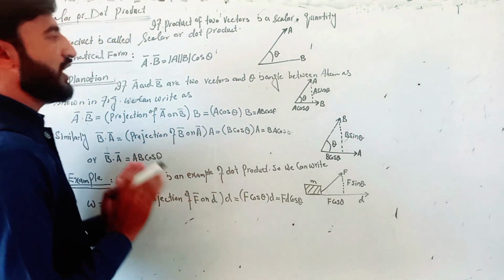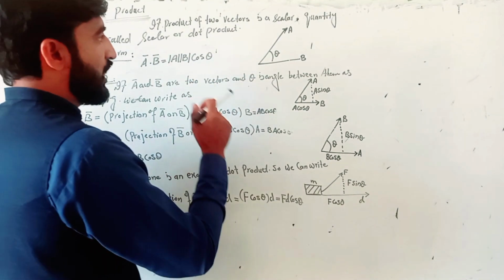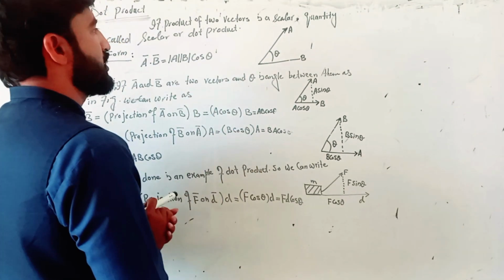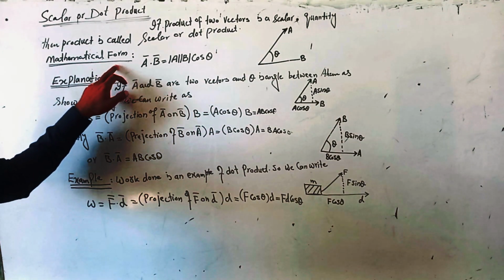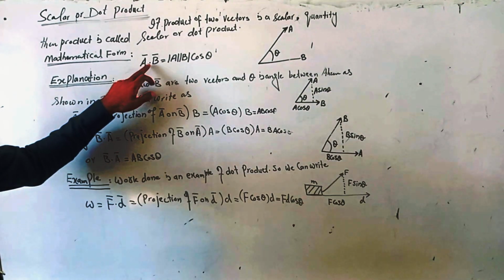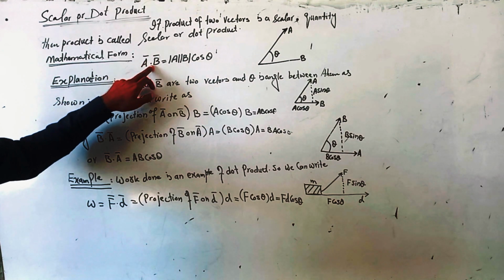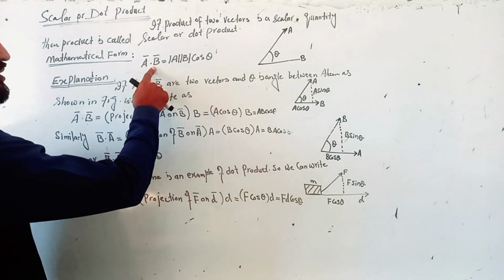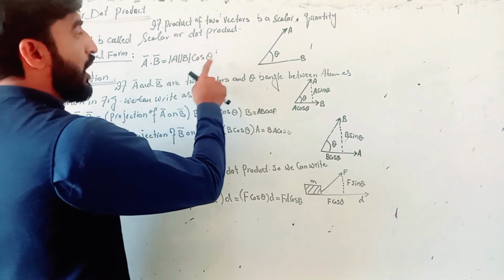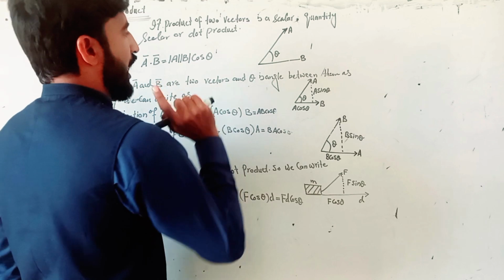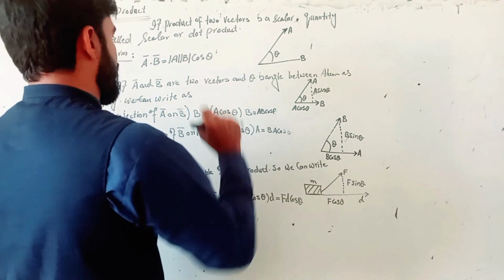Meaning we have two vectors A and B. We multiply these two vectors A and B and we obtain a scalar, a number, a magnitude. Then this product is called scalar or dot product. Now we write the mathematical form of dot product, which is A dot B. Here we use dot, meaning dot product. If we solve the cross product, we will use cross here. So remember this thing, A dot B is the magnitude of A into magnitude of B into cos of the angle between A and B. So AB cos theta, where theta is the angle between A and B.